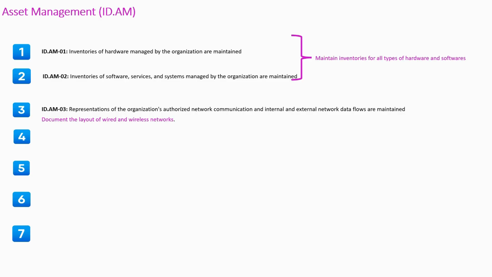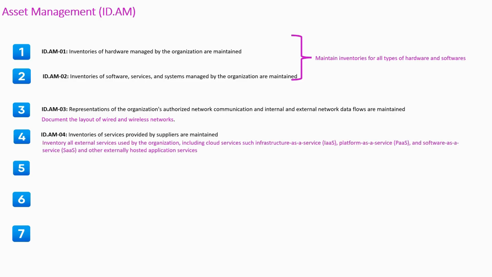Fourth subcategory requires that inventories of services provided by suppliers are maintained. So here you need to concentrate on external services such as cloud services and any other externally hosted services. Now, in the second subcategory, the requirement was about the inventory of services managed by the organization, whereas here, that is in the fourth subcategory, the requirement is about the inventory of external services. In short, you need to have an inventory of all these services, whether external or internal.